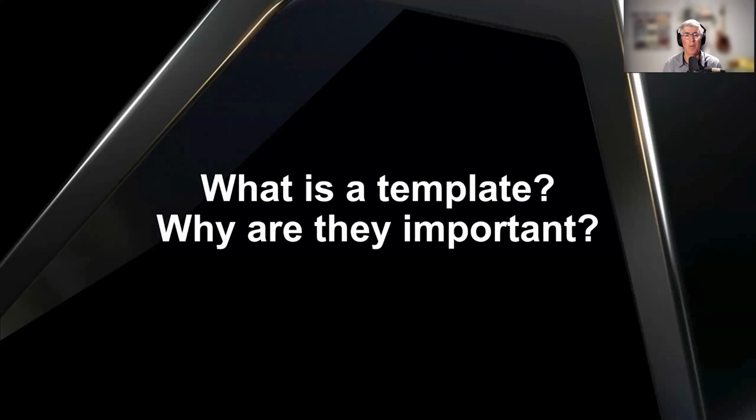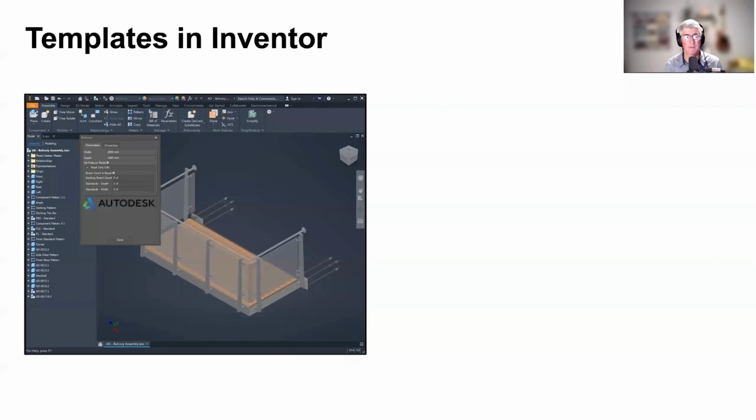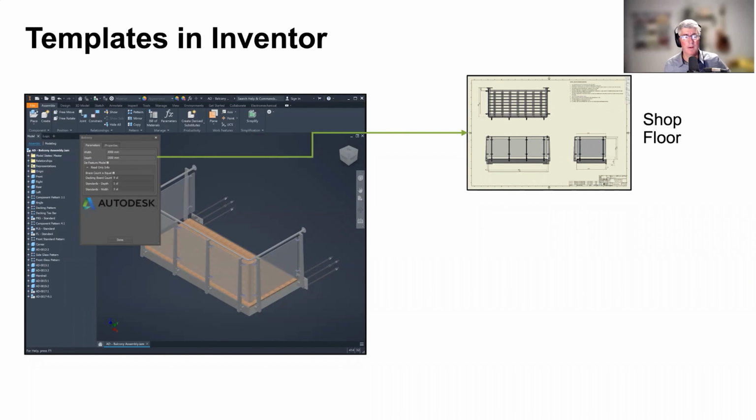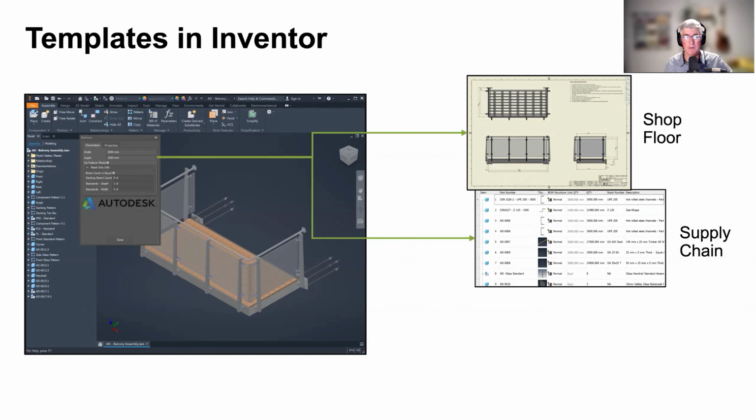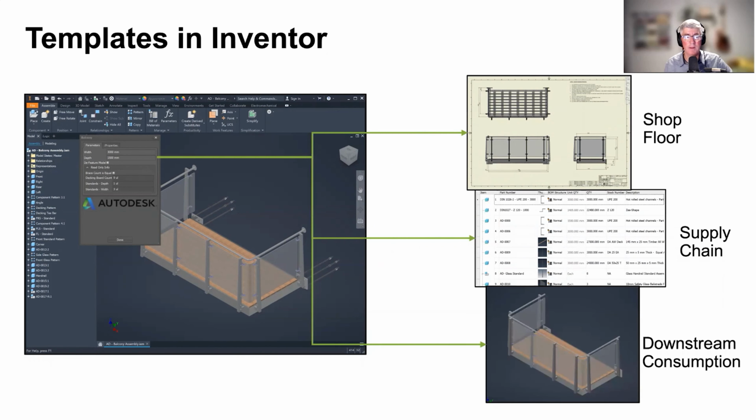In this section, I'll cover what a template is, why they are important, and I'll walk through some samples of how they're actually used today. So if we look at templates in Inventor, they start with a highly engineered, configurable dynamic model. Parameter values are changed, rules are run, outputs are then generated for things like shop floor drawings, bills of materials for the supply chain, or downstream consumption for things like BIM or visualization.